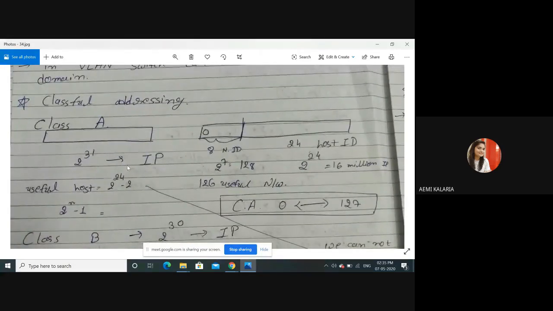Now, if I deal with class A, then I already discussed 2 raised to 31 IP addresses are possible, right? In class A, the 0 is constant as the first bit. After that, 7 possibilities are there, right? And 2 raised to 7 means in class A, this first 8 bits will represent the number of networks possible, and the remaining bits, 8 into 3 means 24 bits, will represent the number of hosts possible in that particular address.